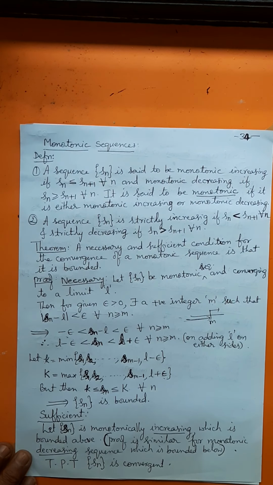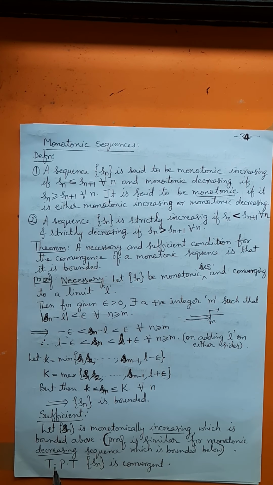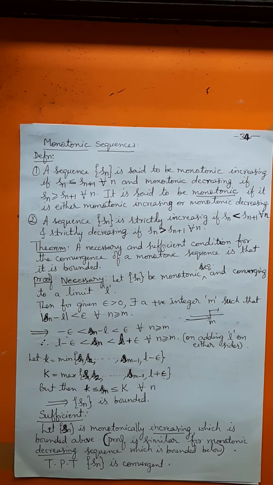Necessary means that. Now we have to prove sufficient. Sufficient means you assume that the sequence is a monotonic sequence which is bounded. Monotonic sequence which is bounded. We want to prove that the sequence is convergent. This is the condition. Monotonic and boundedness is required for convergence. What is sufficient? If the sequence is monotonically increasing and it is bounded, that is sufficient for convergence.